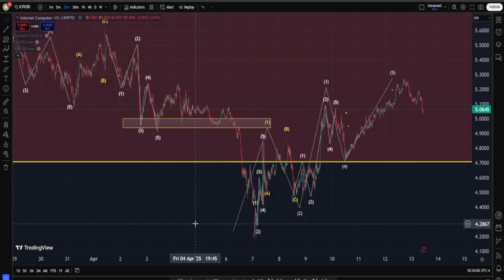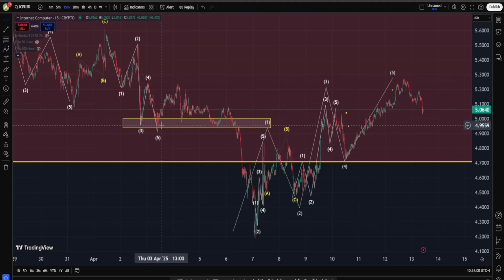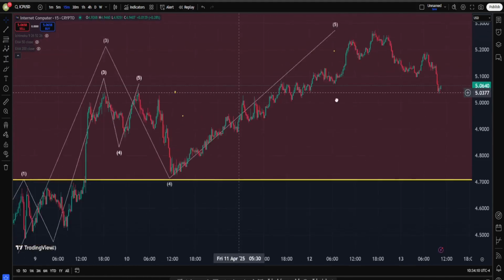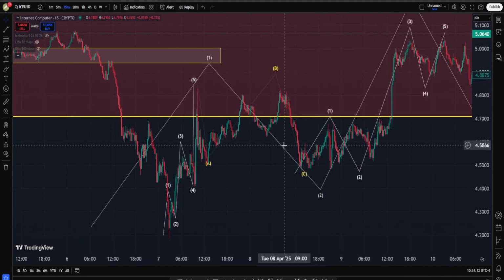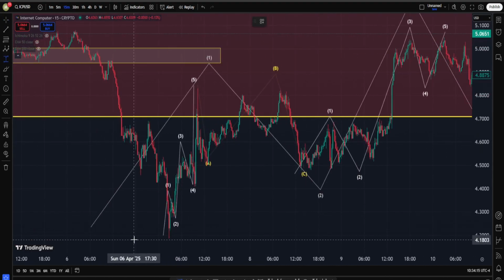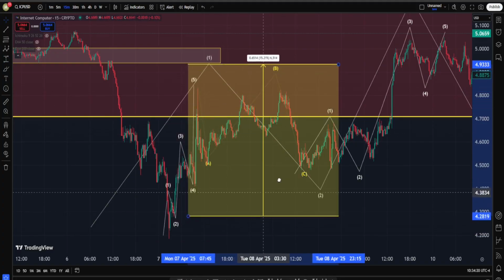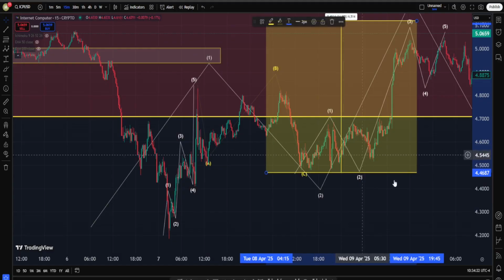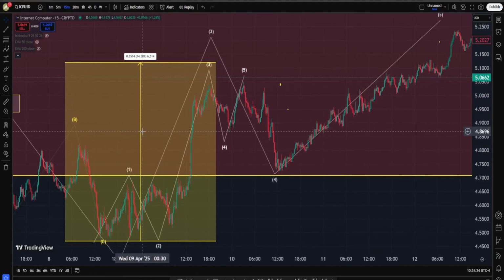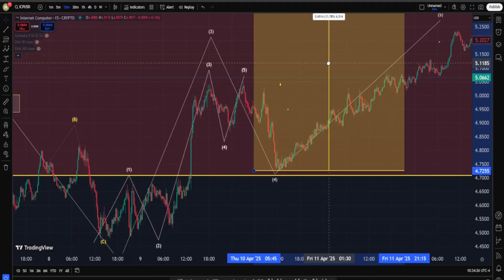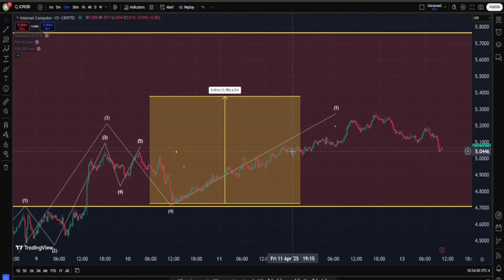Question: is this actually a wedge structure or not? Let's check out the rules. We said wave 1 must be the biggest wave in this structure. Is it the case or not? Let's measure it from this point to about here and compare it to the length of our wave 3. Is it bigger? The answer is yes. Is it also bigger than wave 5? Absolutely, by a decent margin.